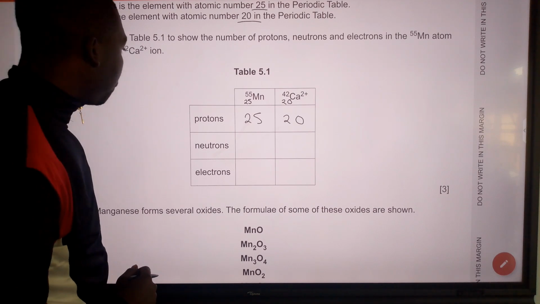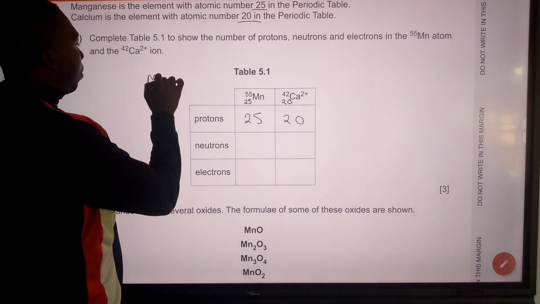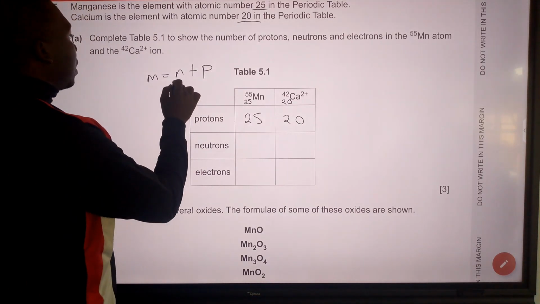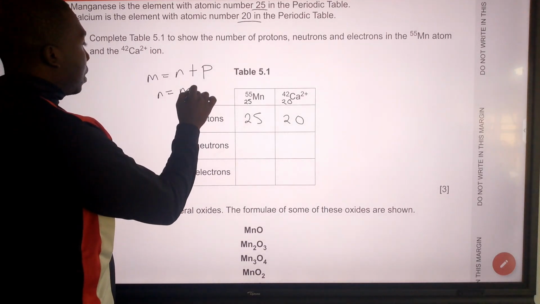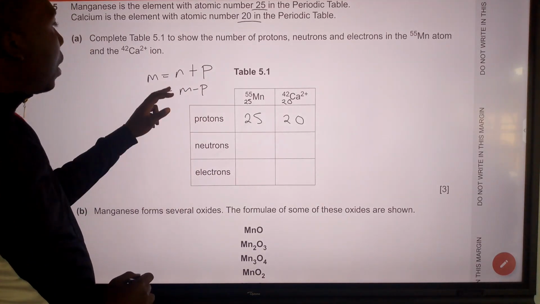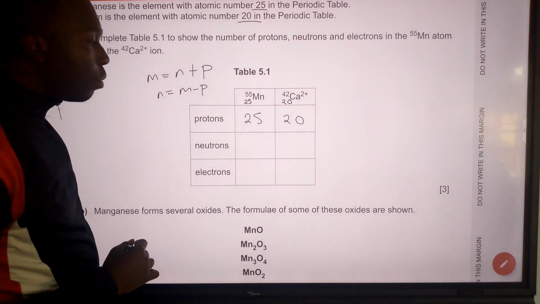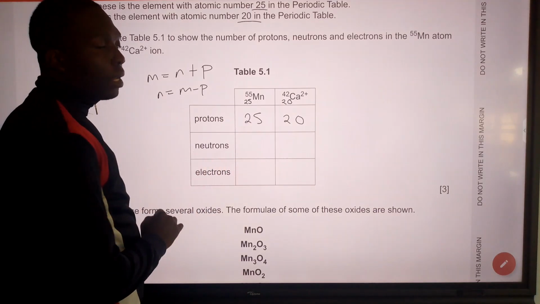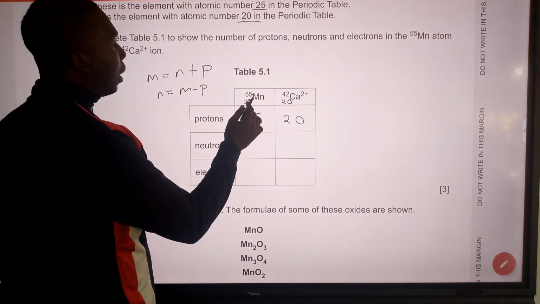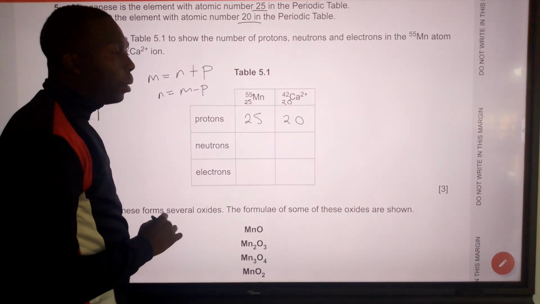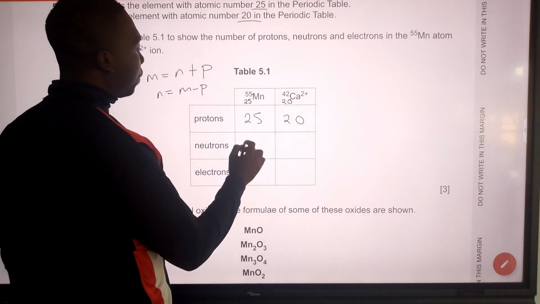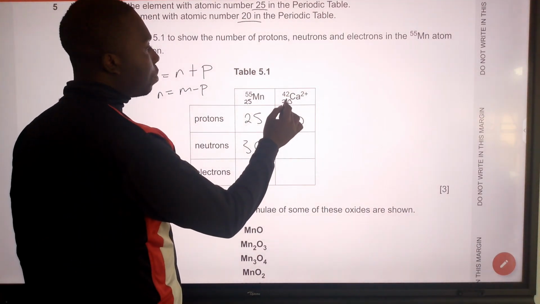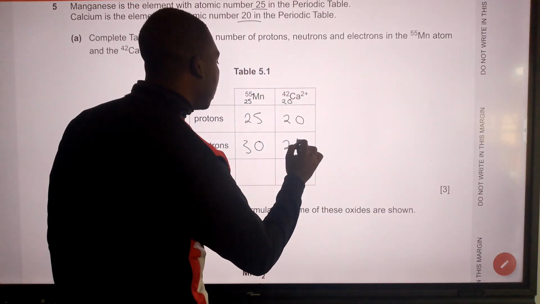For the neutrons, we use the formula mass number is equal to number of neutrons plus number of protons. So to get the neutrons, we say neutrons is equal to mass number minus proton number. We just make the neutron number the subject of the formula. So the number of neutrons for manganese, we are going to say 55 minus 25. 55 is the mass number for manganese, 25 is the proton number. So 55 minus 25, we get 30. For calcium, we are going to say 42 minus 20, we get 22.